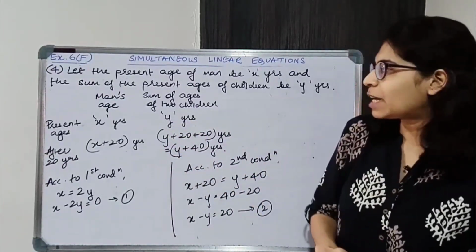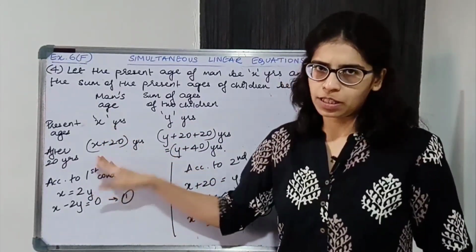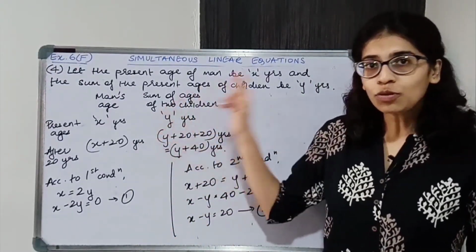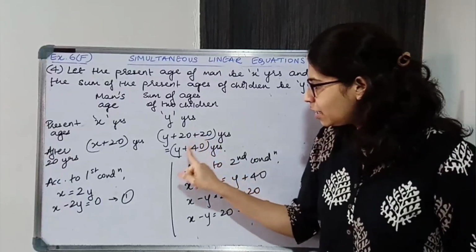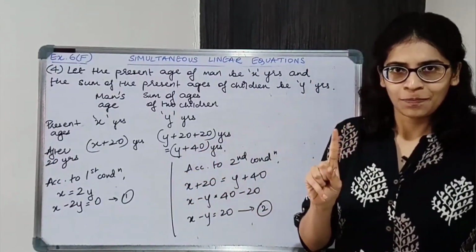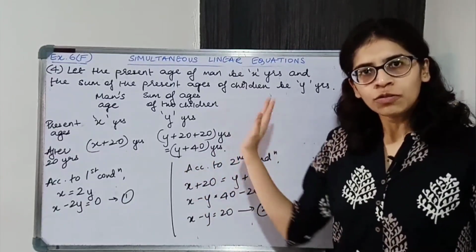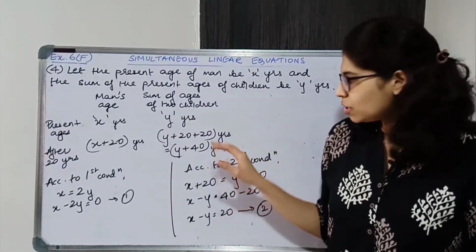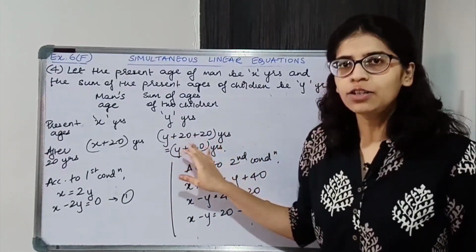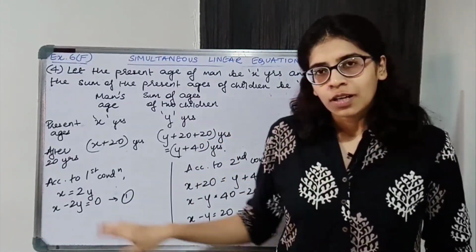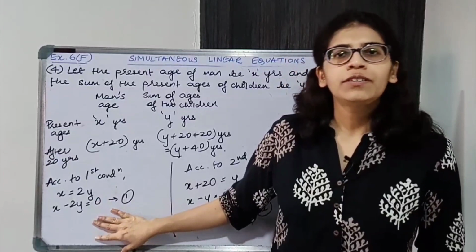After 20 years the man's age will become x plus 20. You will add 20 years. Sum of the ages of two children: so there are two children, so you will add 20 two times, not just once. Had there been 3 children, you will add it 3 times. Had there been 4 children, you will add it 4 times. So this is the reason we have added 20 twice.